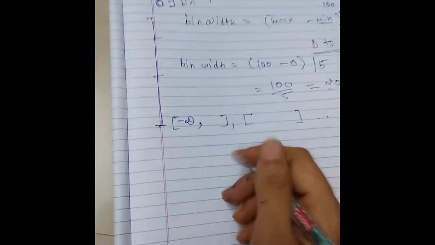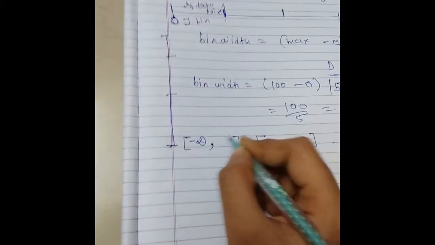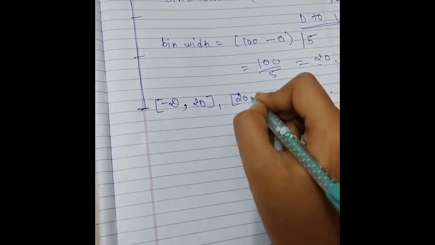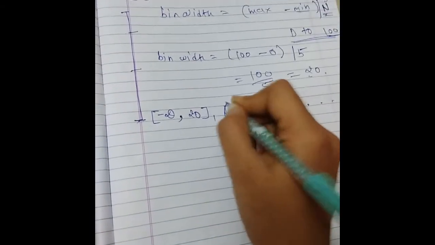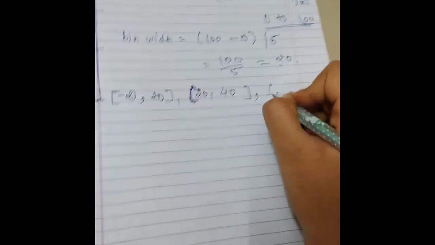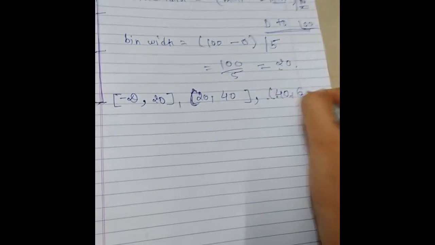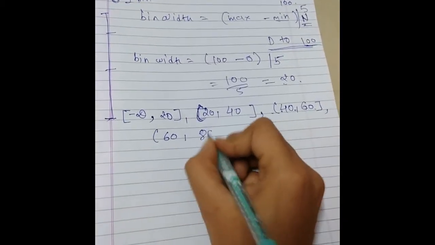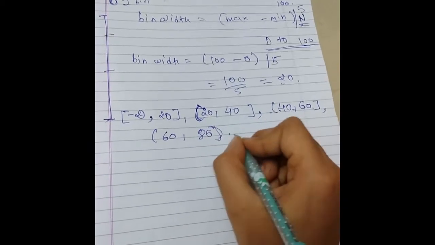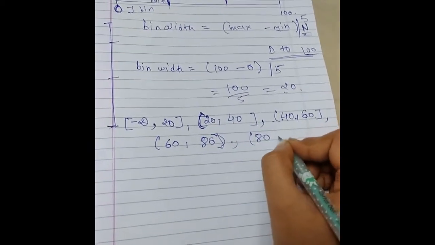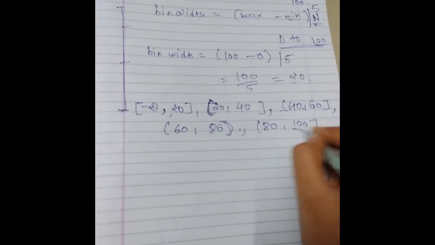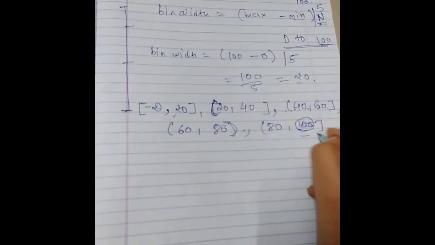So if we are creating the bins, the first is from minus infinity to 20. Now from 20 to 40, then 40 to 60, 60 to 80, and 80 to 100. But for the last bin we do not write up to 100, we write infinity.